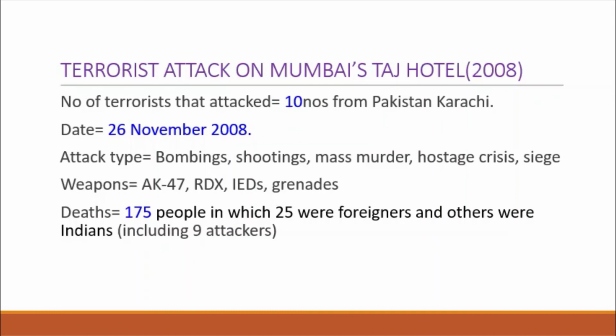10 Pakistani terrorists entered India from the sea route, having come from Karachi, Pakistan. On 26 November 2008, they attacked the Taj Hotel and along with it the Oberoi Hotel and many others. The terrorists did bombing, shooting, mass murder, hostage crisis, siege, etc., which caused a lot of chaos. 170 people died, along with 25 foreigners and 9 terrorists.